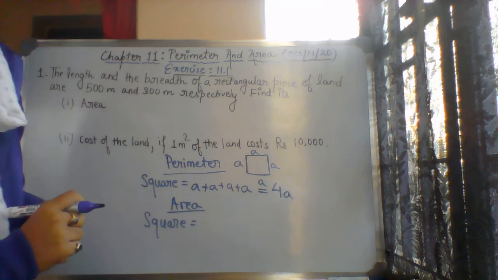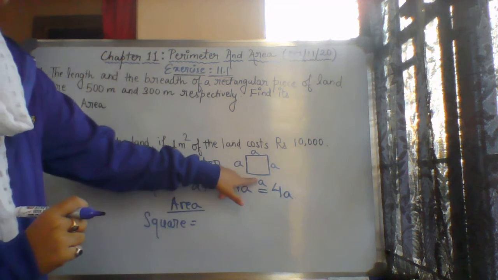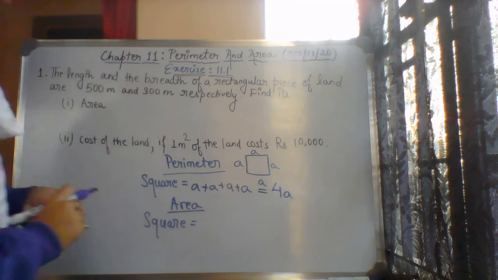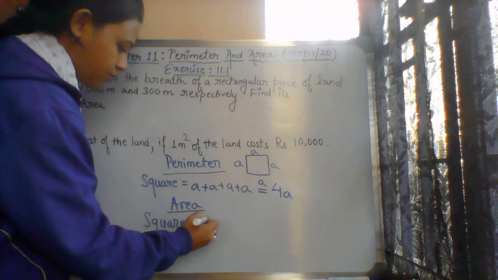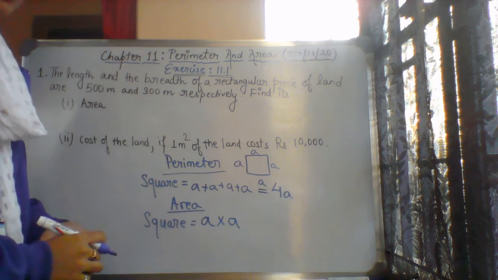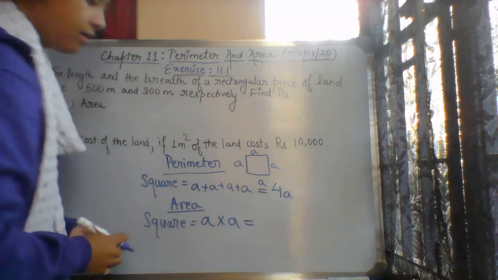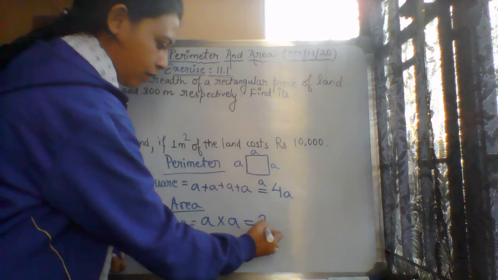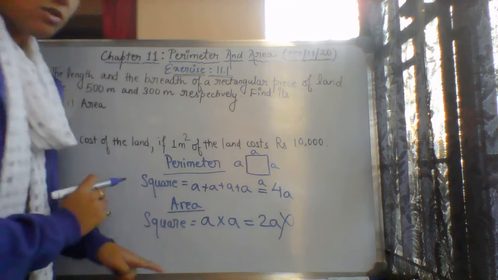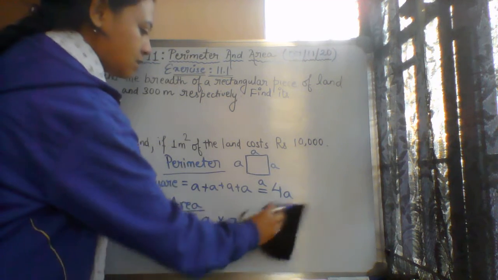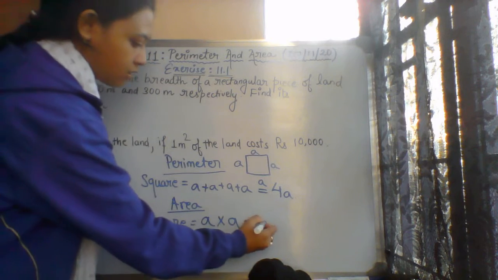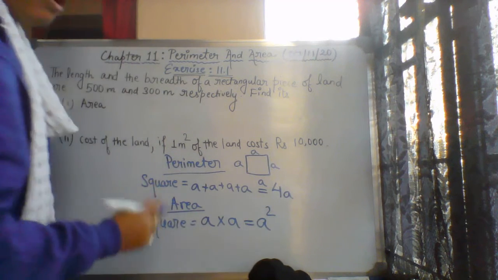Now how to find the area of the square having the side A? Side into side, and here both sides are A, so A into A. Don't write 2A. It is not twice of A. It is A square because the multiplication sign is there. So it will be A square, not 2A.